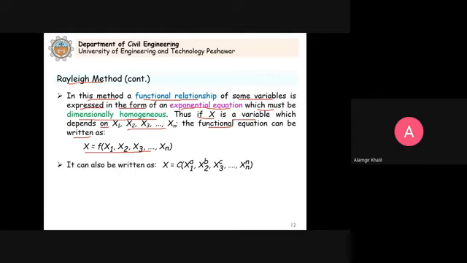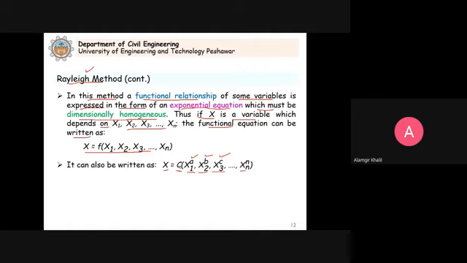So according to the Rayleigh method, what we do is x is equal to c, where c is a dimensionless constant, no dimensions. And we write this as x1, x2, x3 up to xn, and we assign some arbitrary exponents, powers. It can be a, b, c, it can be x, y, z. Because these are arbitrary exponents and we have to determine their values. This is how the method works. So it doesn't matter whether you write a, b, c, or x, y, z.